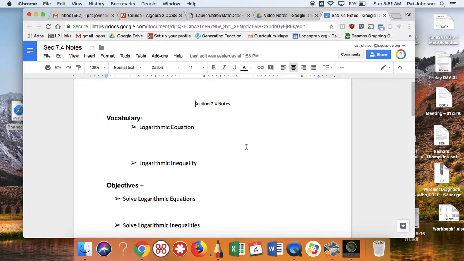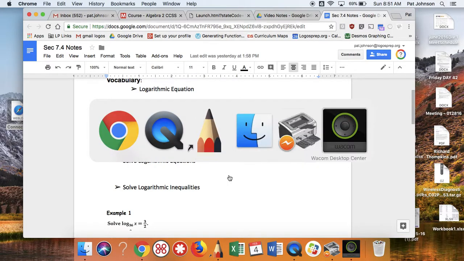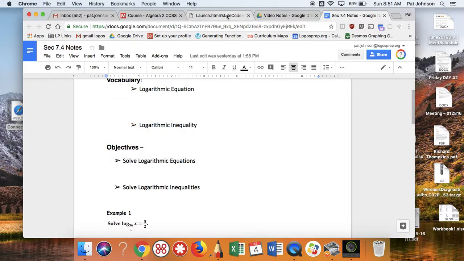So our vocabulary is logarithm equations and logarithm inequalities. Of course, our objectives are here. We're going to solve logarithm equations and logarithm inequalities. Okay, so let's get back into our book.